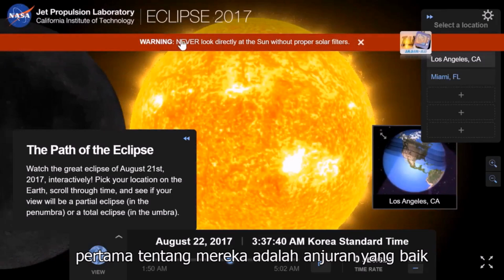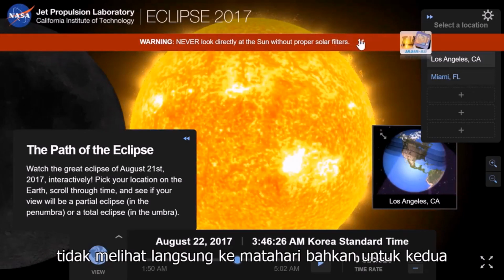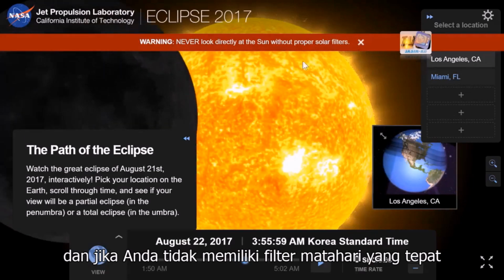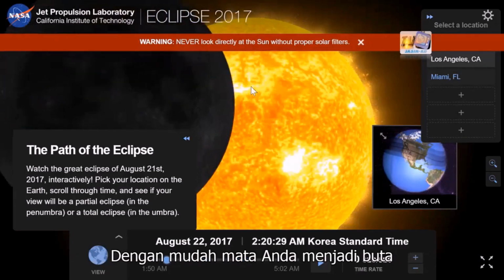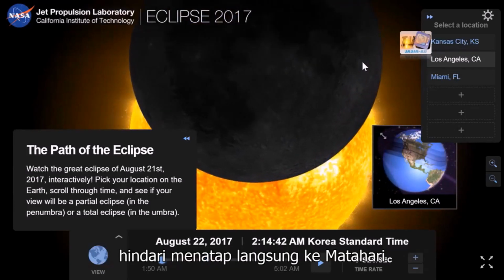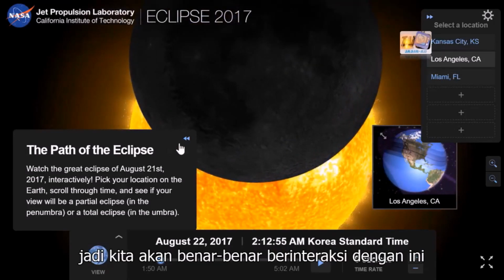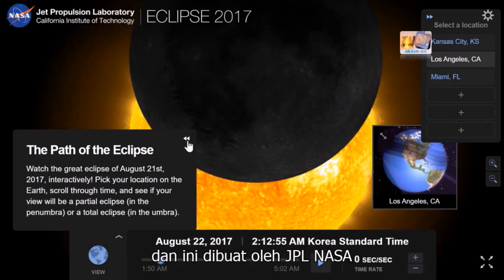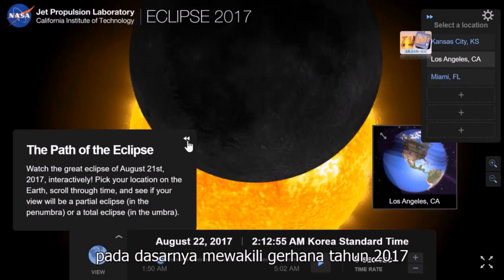First of all, this right here is a good warning. Don't look directly at the sun, even for a second. If you don't have proper solar filters, you can quite easily go blind. So if you're watching a solar eclipse, even if it's in the future, avoid looking directly at the sun. So we're going to actually interact with this, and the link for this app is in the description below. And this is made by JPL NASA, basically representing the eclipse of 2017.